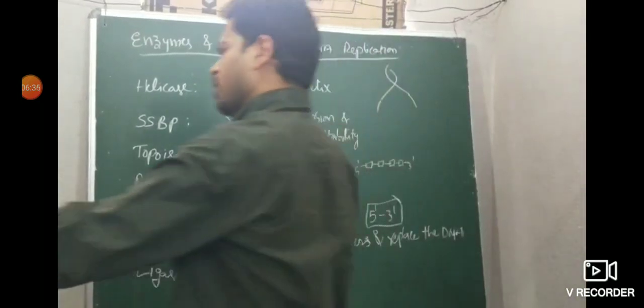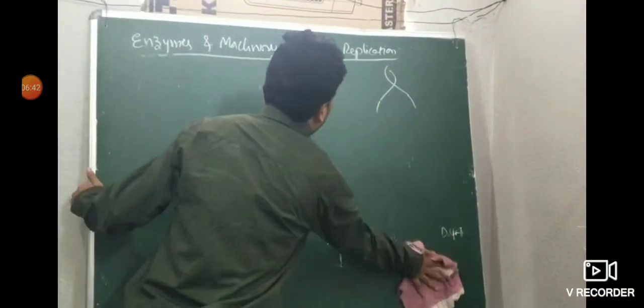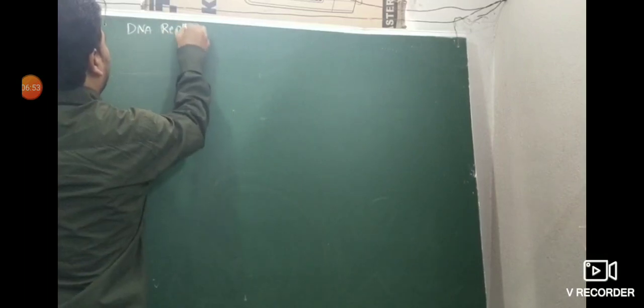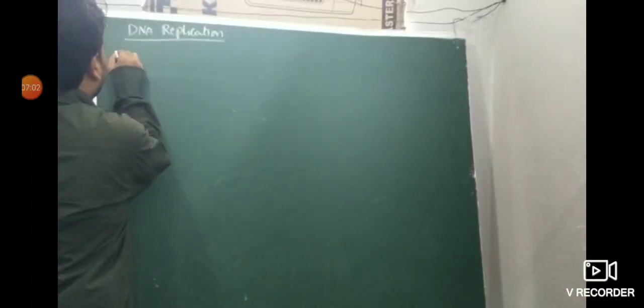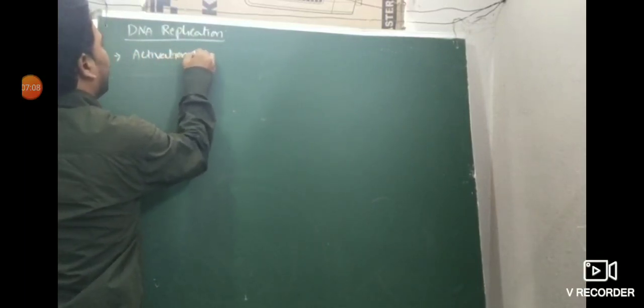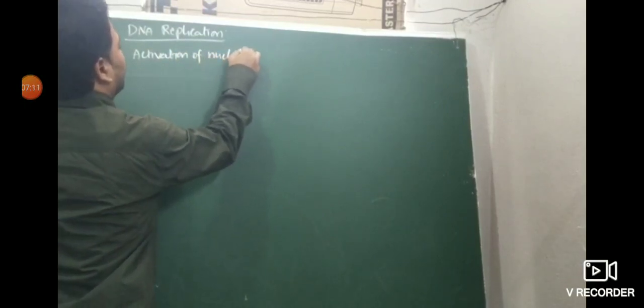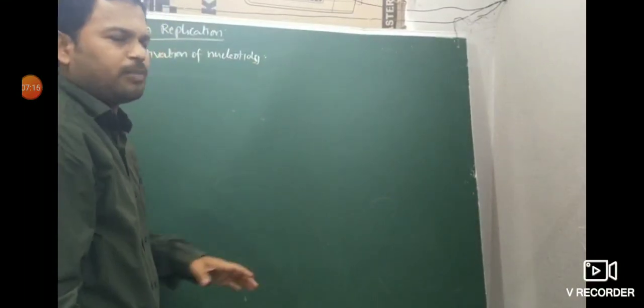Now, the replication process. What is the replication process? How is it going on? Let's see. The replication process is actually very confusing and complicated, so carefully observe DNA replication. DNA replication involves different steps, following one by one. One of the steps is activation of nucleotides.